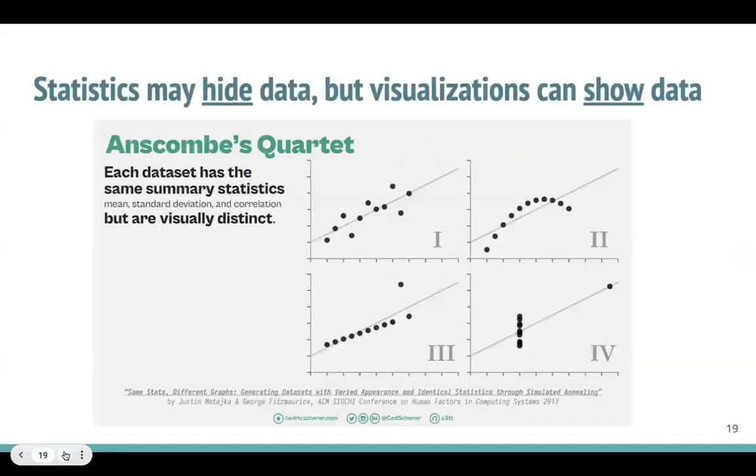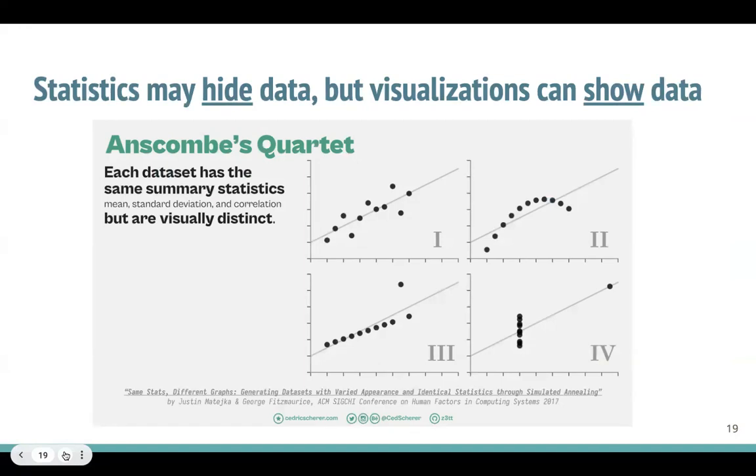So one example specifically of how you can lie with data, or one of the caveats, and one of the benefits of doing data visualization, is that the statistic, the number, may hide the data, but if you are visualizing it, you are showing a picture, and in that case you can show the data.